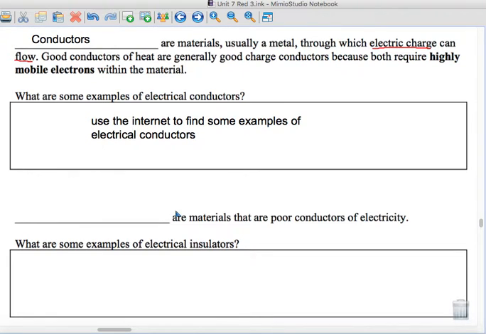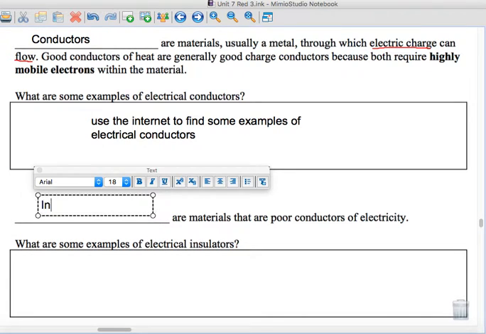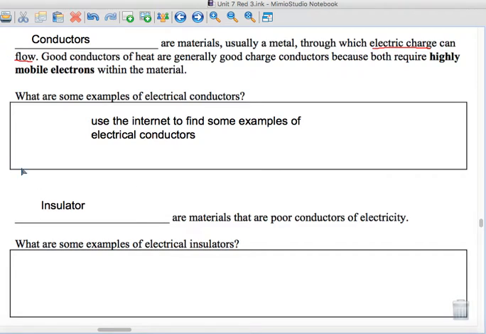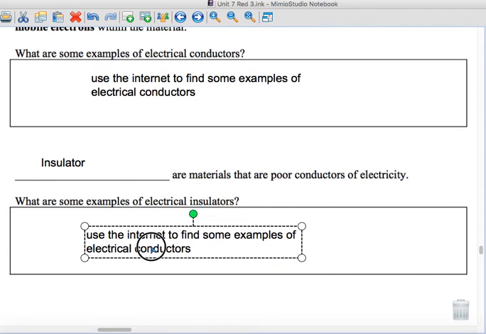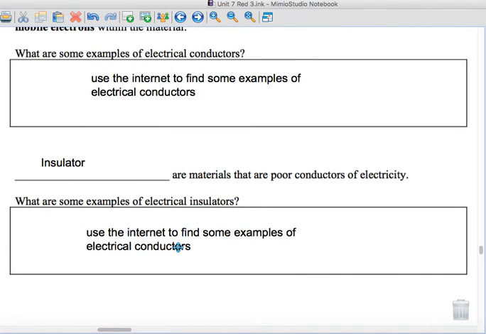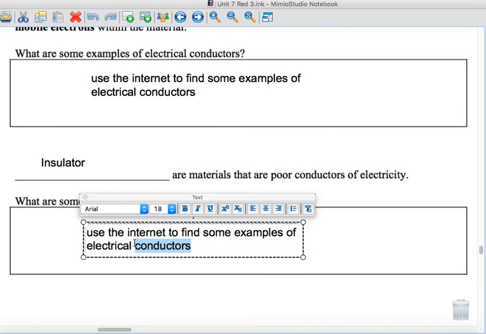Now, a material that is a poor conductor of electricity is going to be called an insulator. Just like a material that doesn't conduct heat very well, doesn't allow heat to flow very well, that's called an insulator. Something that doesn't allow electricity or charge to flow very well is called an insulator. And again, I'm going to allow you to use the internet to find some examples of electrical insulators.